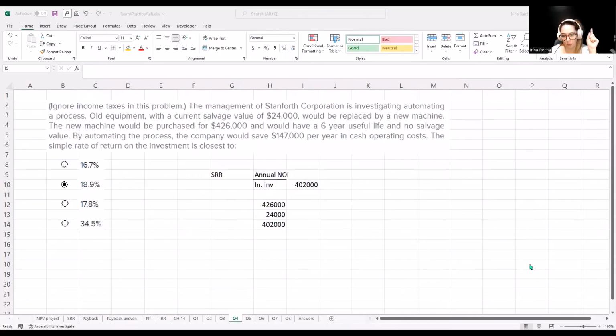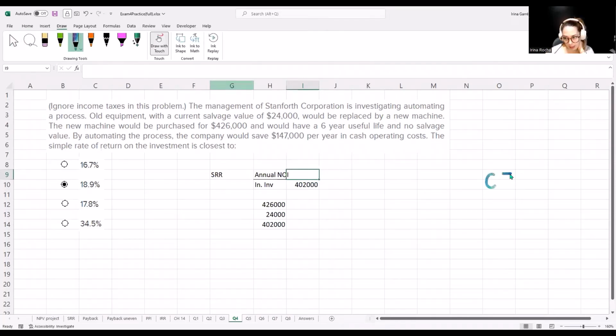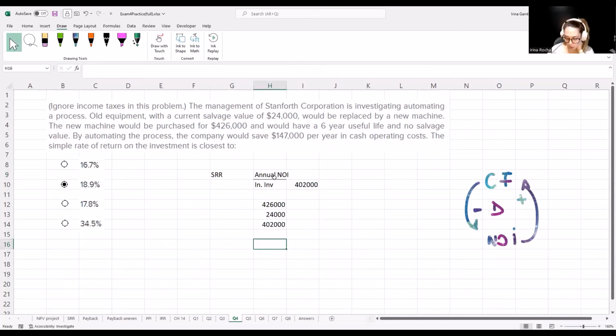Check. We do have to consider depreciation, so let's draw it again. I have my cash flow, and then I have depreciation, net operating income. It goes up, it goes down. And the information that I have is that my cash inflow is $147,000 per year. But then to get net operating income, I have to subtract depreciation. How much is depreciation? We know this new machine has no salvage value, so I'm not going to get anything at the end.